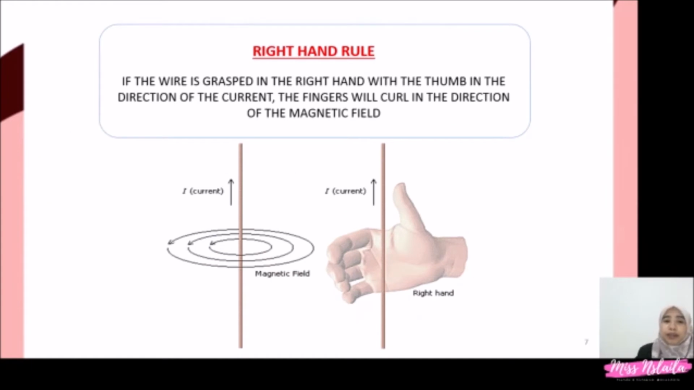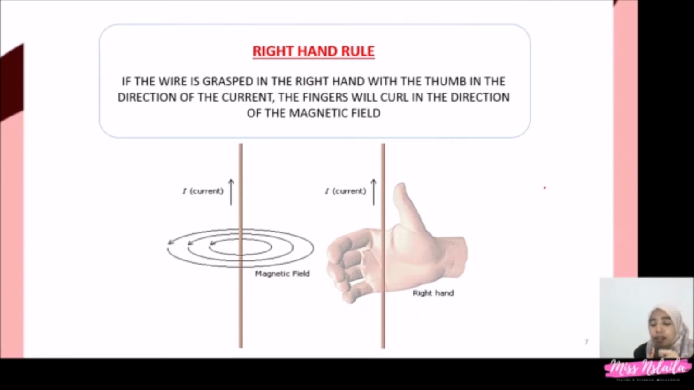To use the right hand rule, you need to grasp the wire with your right hand. Okay, so let's take a pen or pencil as our conducting wire. Okay, bayangkan ini adalah conducting wire. So grasp the wire, genggam. Make sure that your thumb is directed upward.